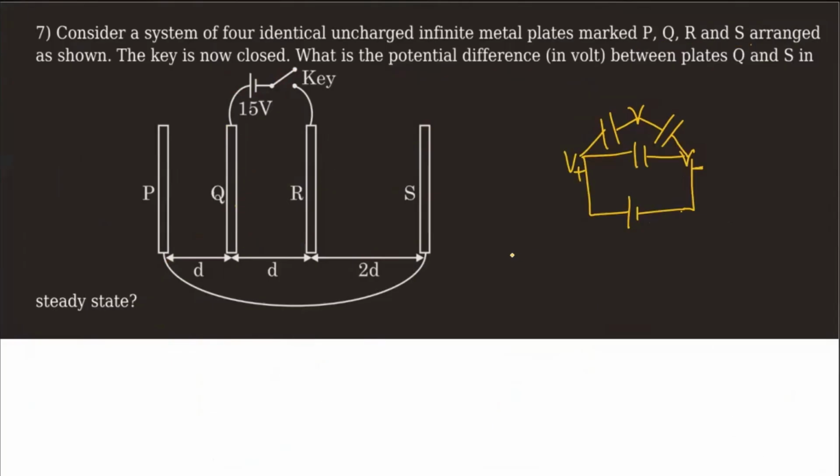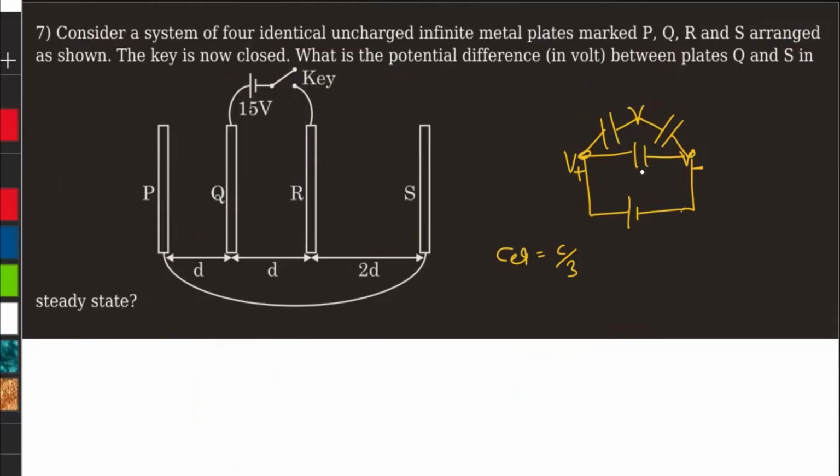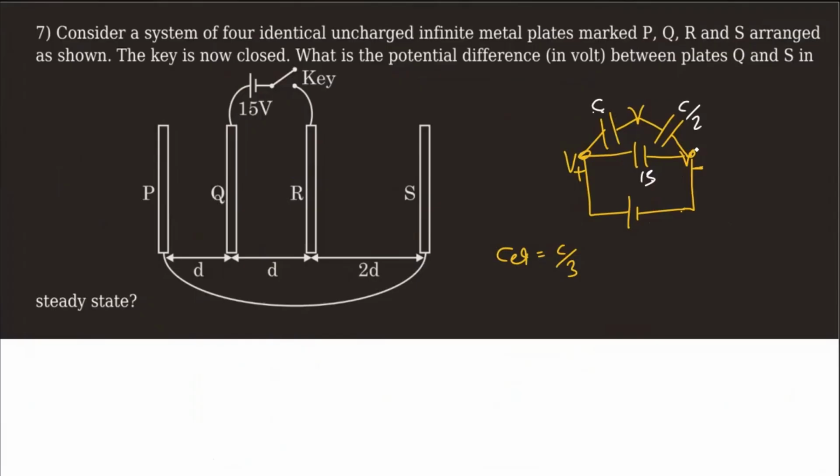Now, if your C equivalent is C by 3, what does it mean? Across this end, potential is how much? 15 volt, right? So this is 15 volt. Yani ki total potential drop across this C and C by 2 is how much? 15 volt. So across C by 3, potential drop is how much? 15 volt. So what will be total charge getting supplied to this branch? That will be equal to C by 3 into 15. So that is your 5C.